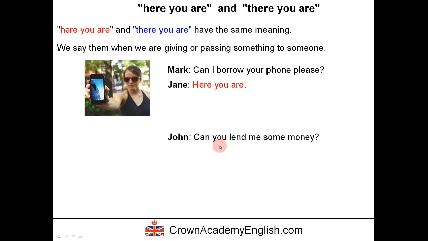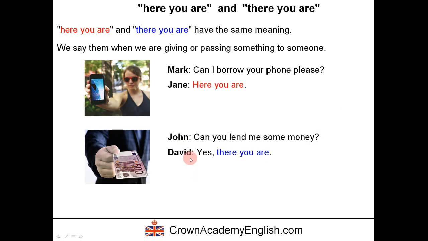John asks, "Can you lend me some money?" And David replies, "Yes, there you are." So he gives me some money, and at the same time he says, "Yes, there you are." So these are the same. The meaning of this and this is exactly the same. It's just a little expression that we use when we give something to someone, when we physically give something to someone. Okay? And finally, we can also say, "Here you go," or "There you go."